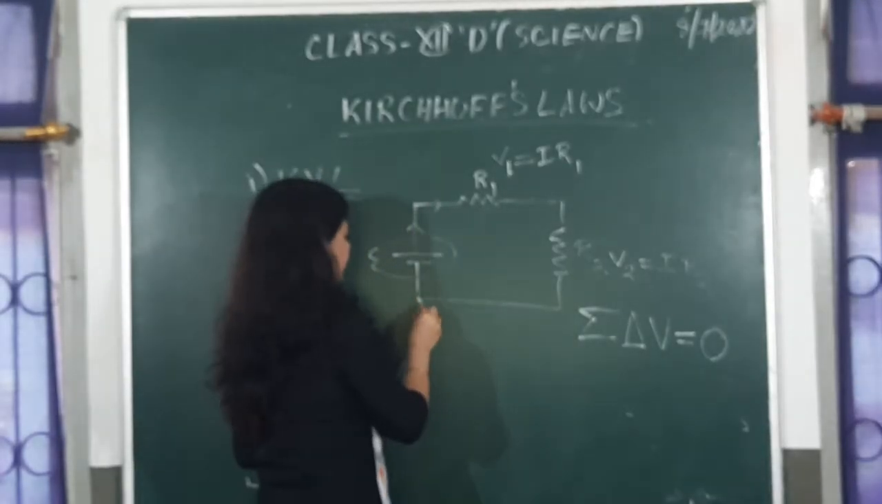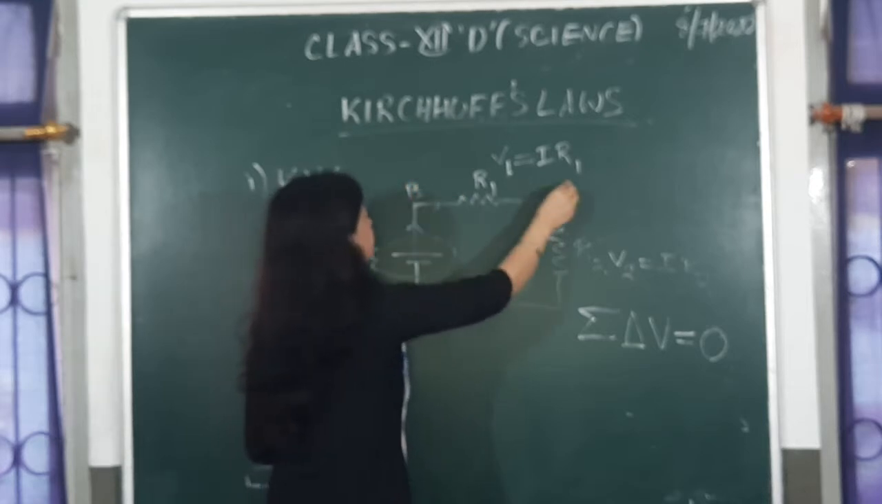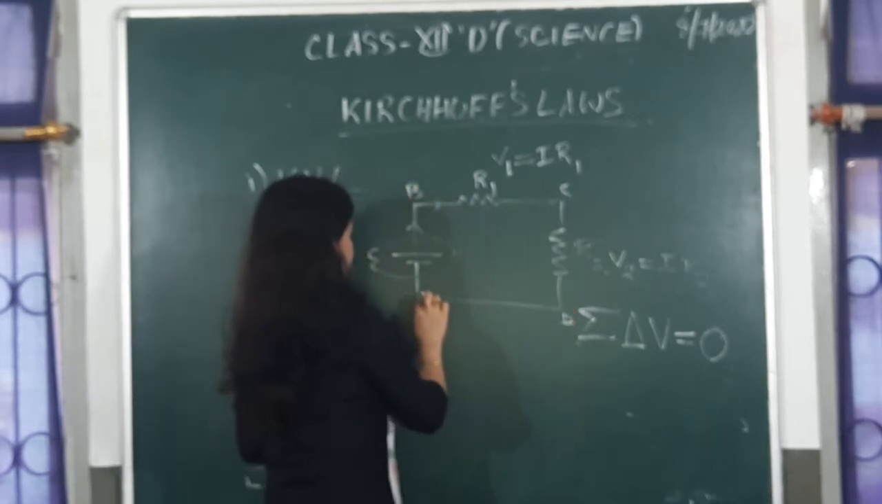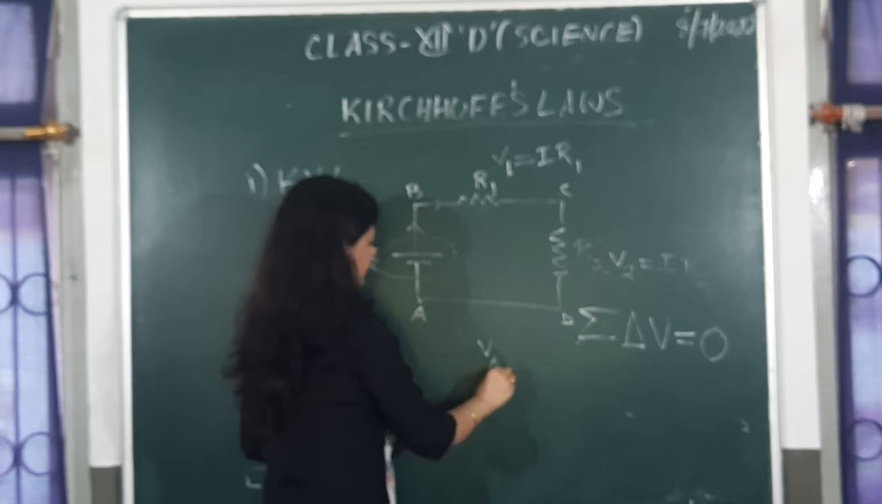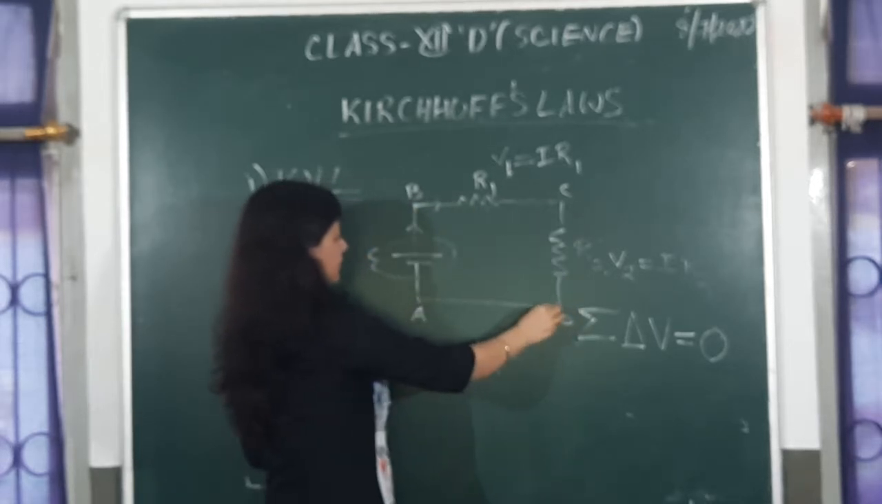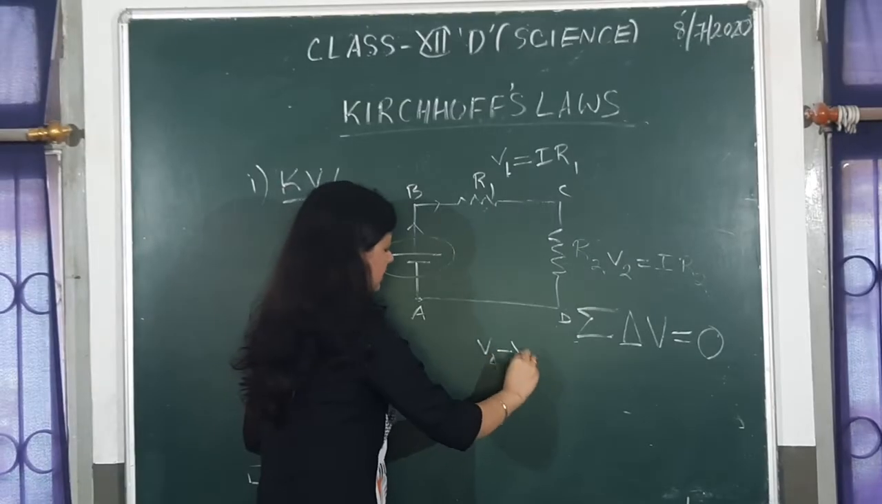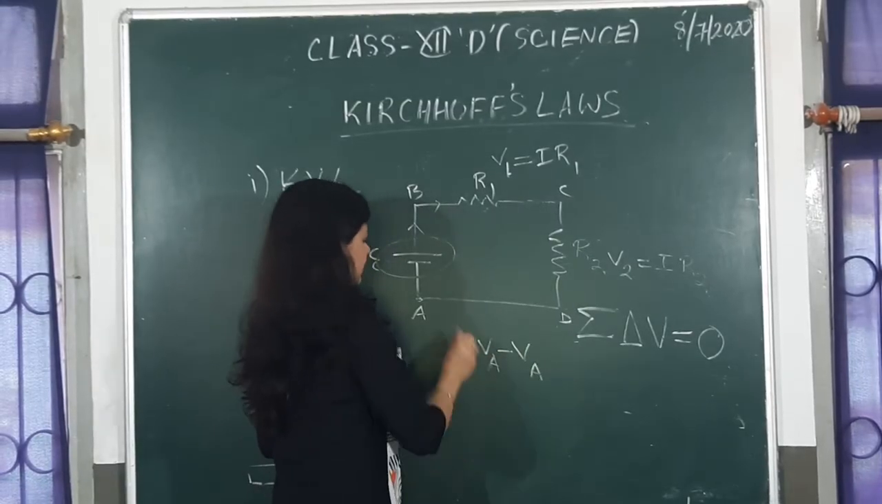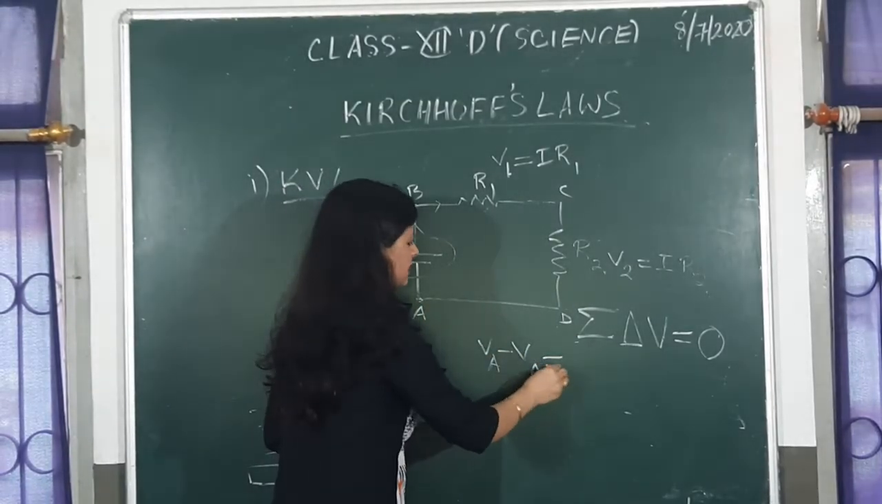Suppose I started from here, A, B, C, D. What is the potential at A? Say it is VA. Potential difference in the loop. Again, what is the final point of the loop? Again, it is A. So, VA minus VA, they have the same potential. So, naturally, it is equal to 0.